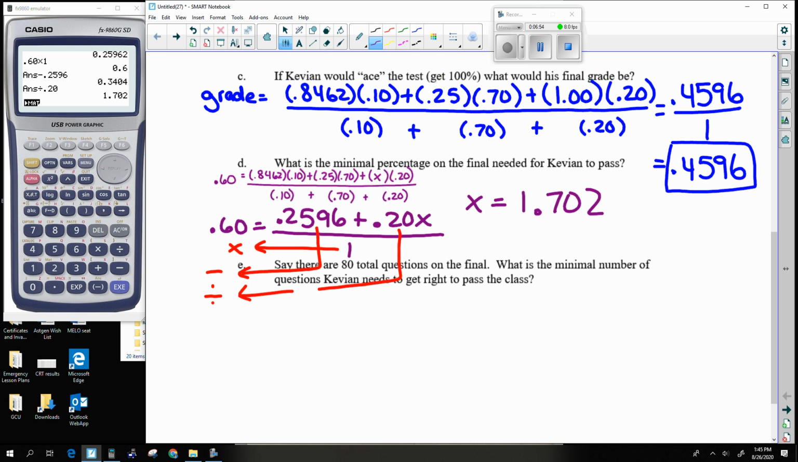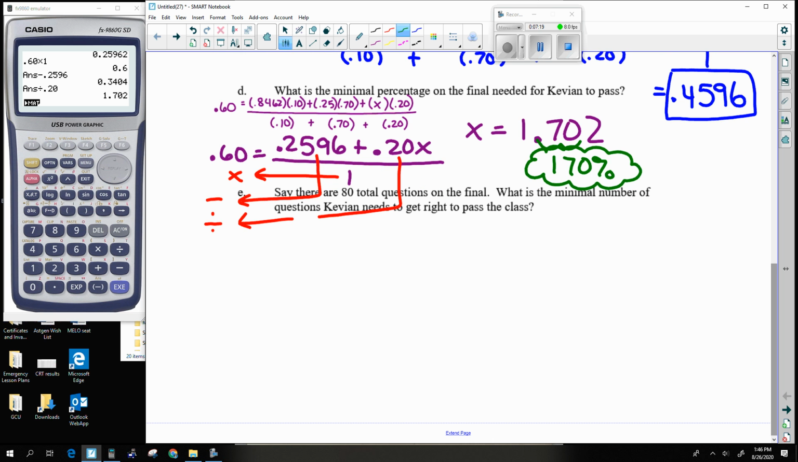1.702. So what that is implying, thinking of that as a number, what does Kevion actually have to get on the final? He has to get 170%. So think about moving that decimal 2 places. He has to get 170% out of the final, which is obviously not a realistic number. Okay. He has to get 170%. That's what that means. All right, so next one is if there's 80 questions, how many does he have to get correct? Well, he has to get 170.2% of 80 questions.